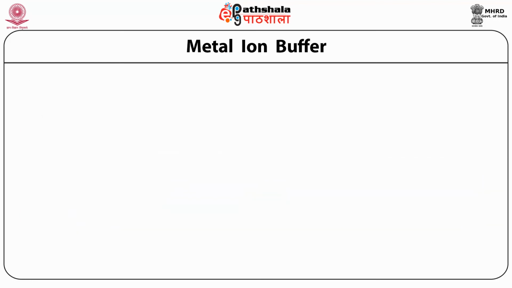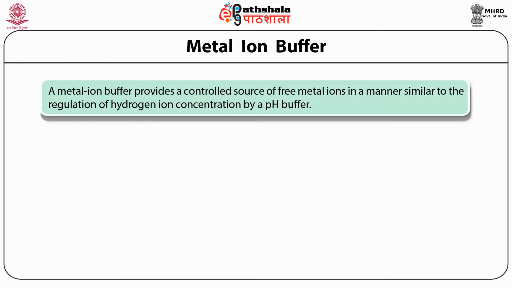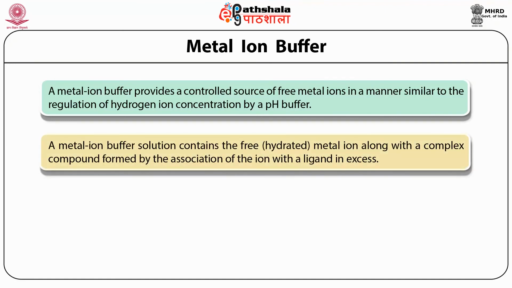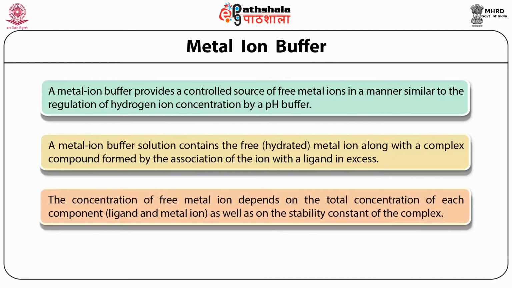Metal ion buffer. A metal ion buffer provides a controlled source of free metal ions in a manner similar to the regulation of hydrogen ion concentration by a pH buffer. A metal ion buffer solution contains the free metal ion along with a complex compound formed by the association of the ion with the ligand in excess. The concentration of free metal ion depends on the total concentration of each component, that is, ligand and metal ion, as well as on the stability constant of the complex.